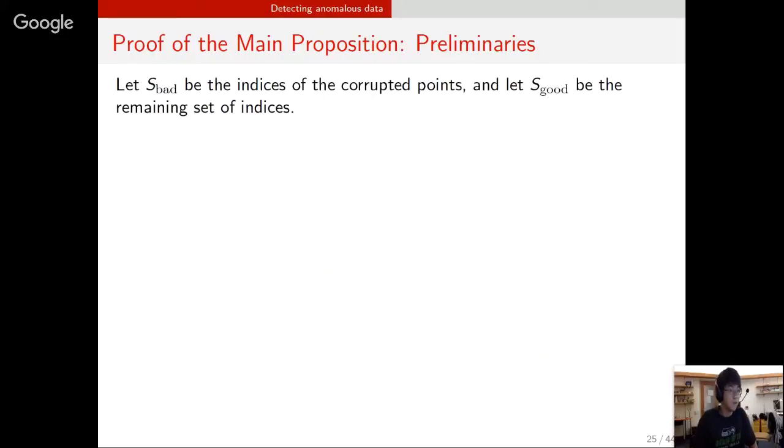Let me define the following notation, first of all. Let S bad be the indices of the corrupted points, and let S good be the remaining set of indices. By definition, there's only an epsilon fraction of bad points. So that means the size of S bad is epsilon times n.